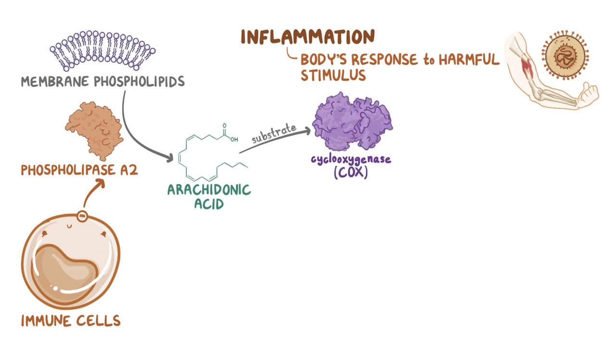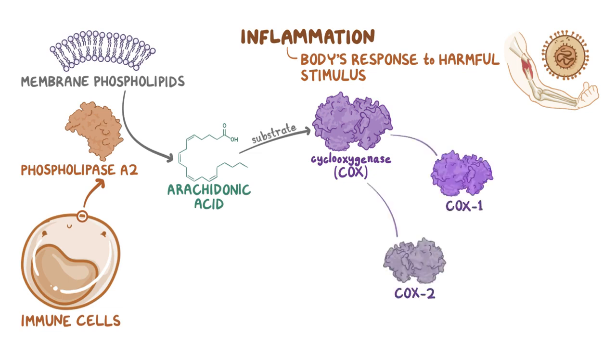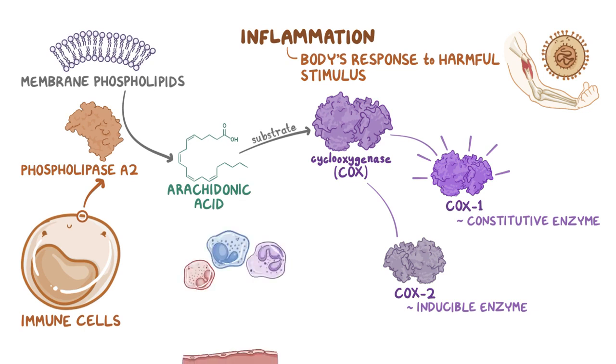The enzyme cyclooxygenase exists in two different isoforms, COX-1 and COX-2. COX-1 is a constitutive enzyme, meaning that it's always active, while on the other hand, COX-2 is an inducible enzyme, meaning that it must be turned on to function. This is usually triggered by immune cells and vascular endothelial cells during inflammation.